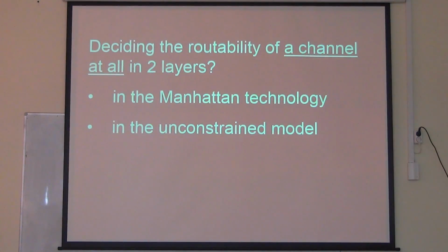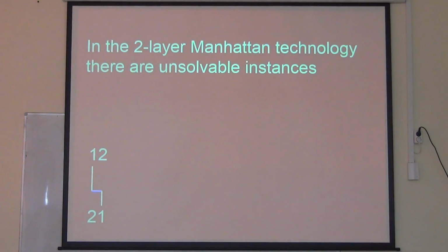With a larger width, possibly, but what can you do in this case? Now, in this respect, we have more results. First of all, there are unsolvable instances in the 2-layer channel routing problem in the Manhattan model. The simplest one is the following.